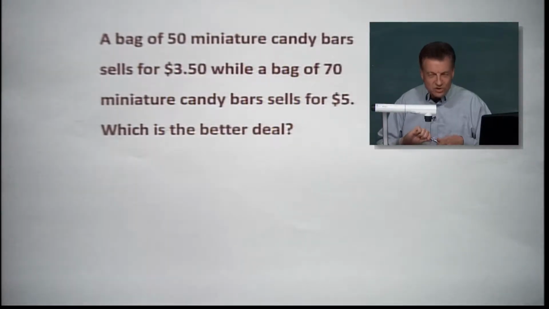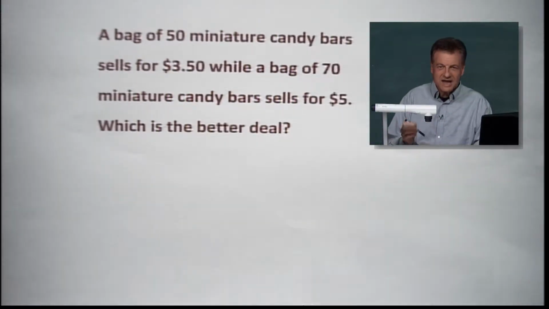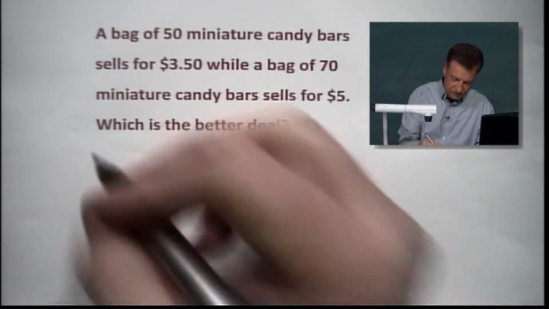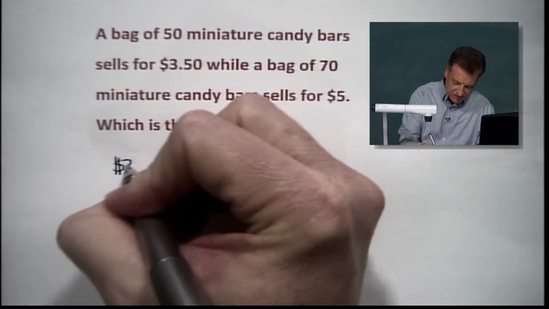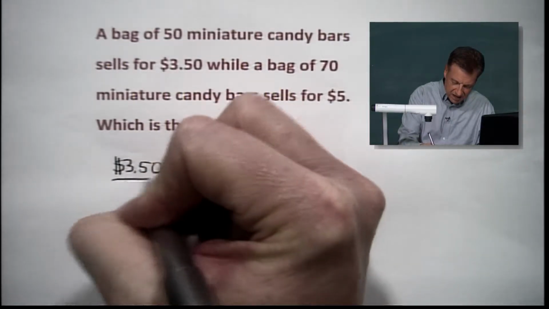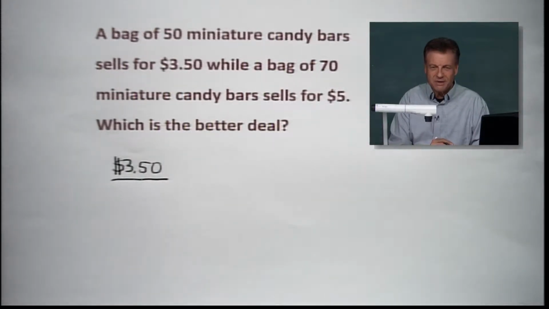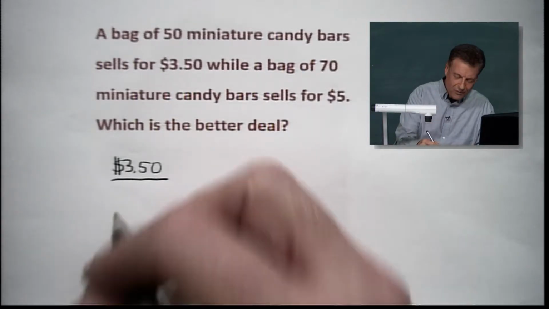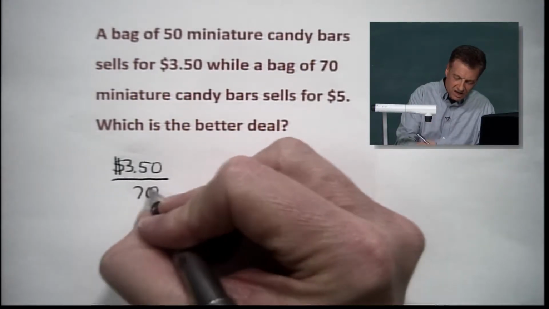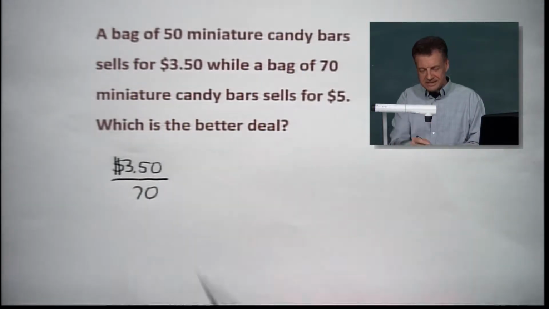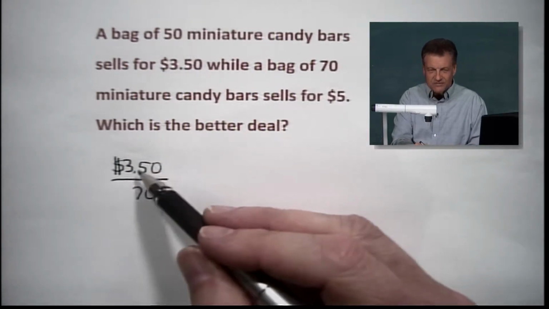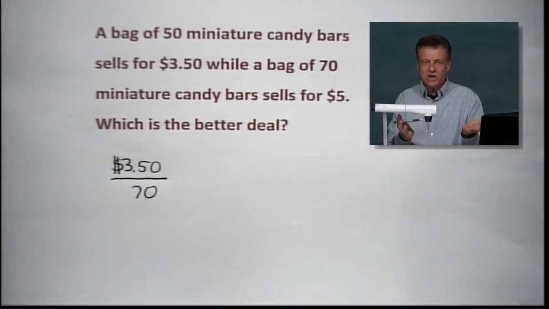You say, Ernie, how are we going to do that? Well, we're going to make a ratio here. We're going to take that cost, which is going to be, one of them is $3.50. And we're going to divide it up. That's what we mean when we make a ratio. It's rational. It makes a fraction, makes a division. We're going to put that 70 underneath there, because this basically is saying, $3.50 per 70 miniature candy bars.